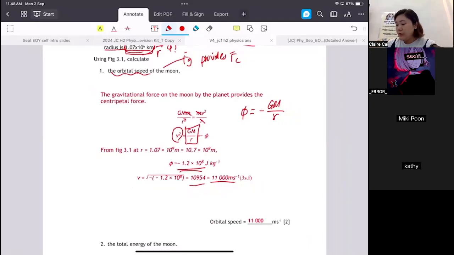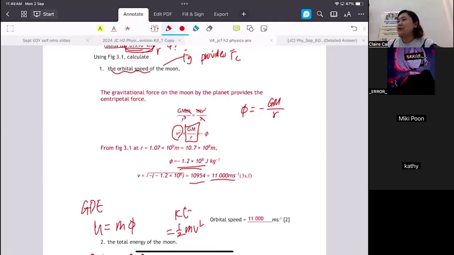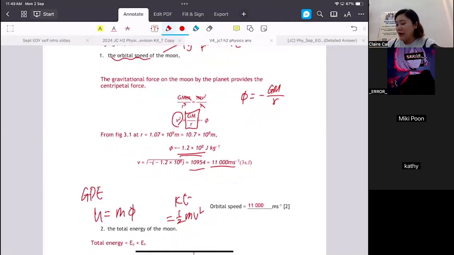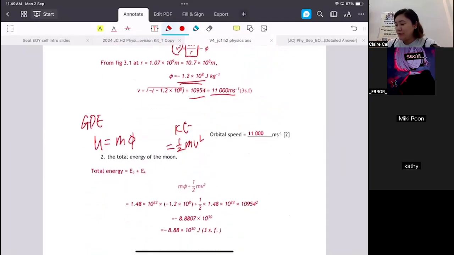Okay. Then from here, if I want to find the total energy of the moon, technically, the potential times the mass will give you the GPE already. And since I already have the speed, for KE I can use half mv squared, correct? Of course, this is the long one, if you want to calculate it. The short one, if you are familiar with your expression, you can also directly use negative half GMm over R. This one will be using the shortcut.